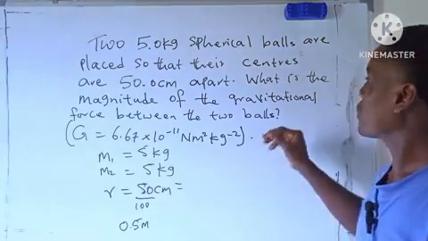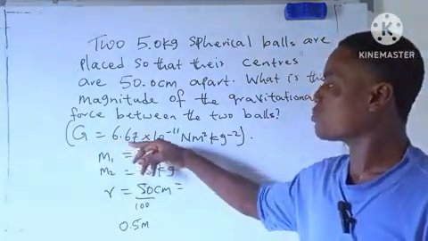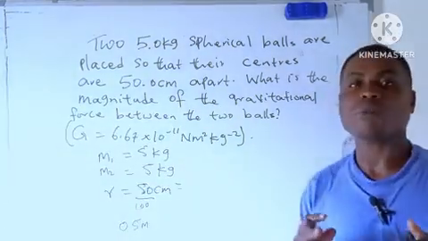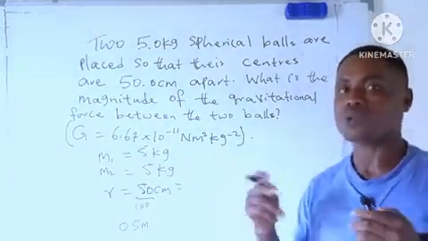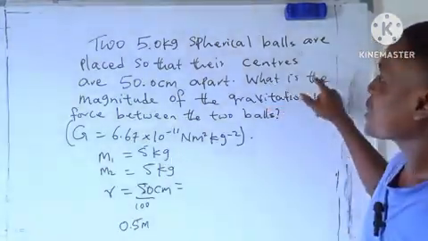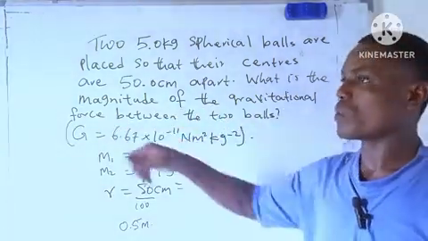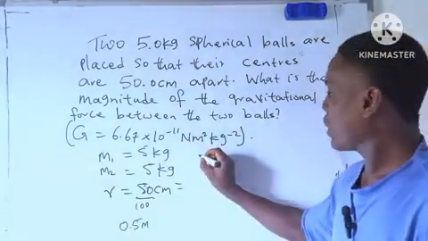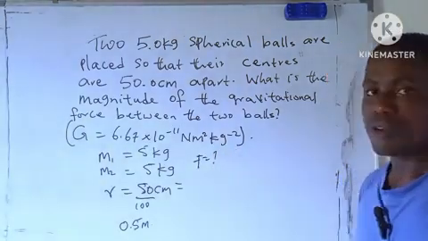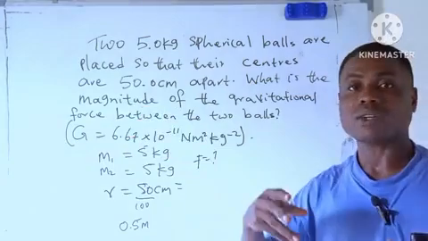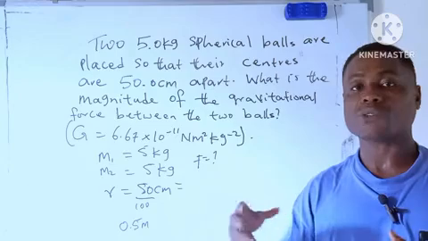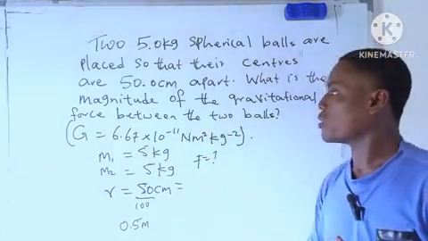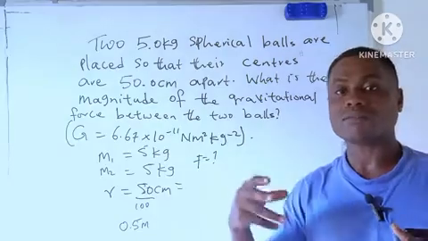Now, the second thing is we are given big G as 6.67 times 10 raised to minus 11. The question is, what formula are we going to use and what are we asked to calculate for? They said, what is the magnitude of the gravitational force? Meaning that we are asked to calculate the value of force. Magnitude means the size of something, how big it is. Meaning we are asked to calculate how big the value of force is.